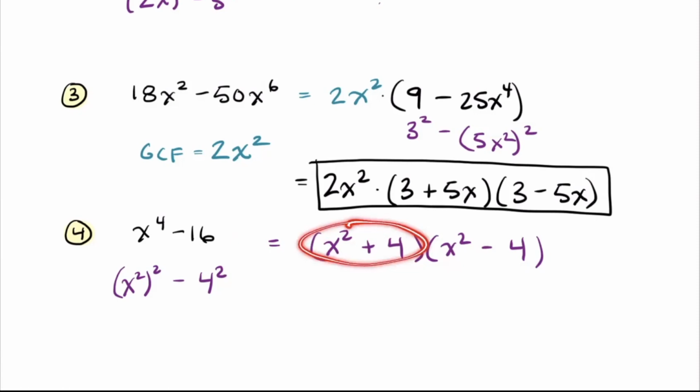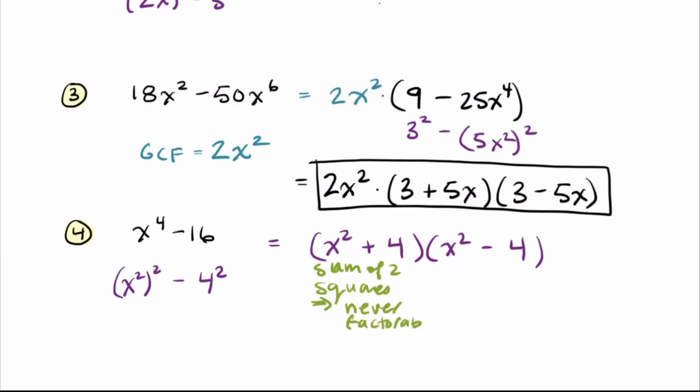So this is never factorable. This is a sum, I guess I should say, of two squares. So not factorable ever. It's broken down. It's as far as it can go. But this is a difference of two squares.